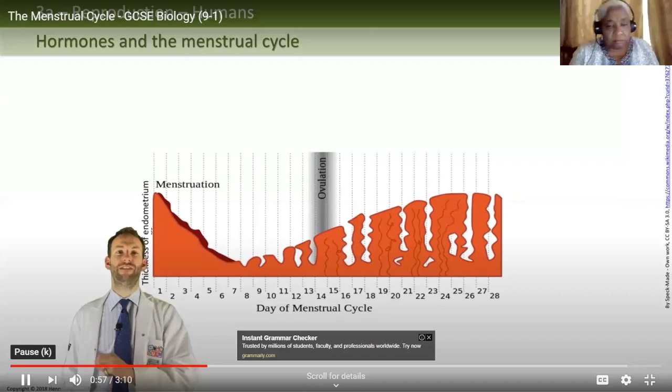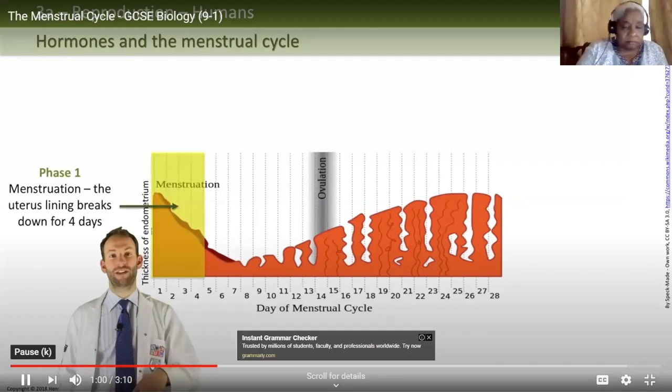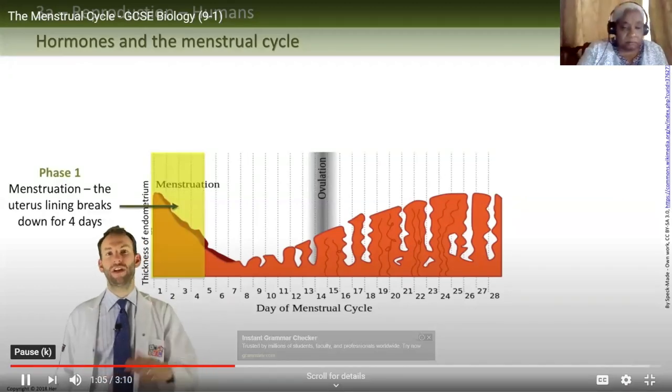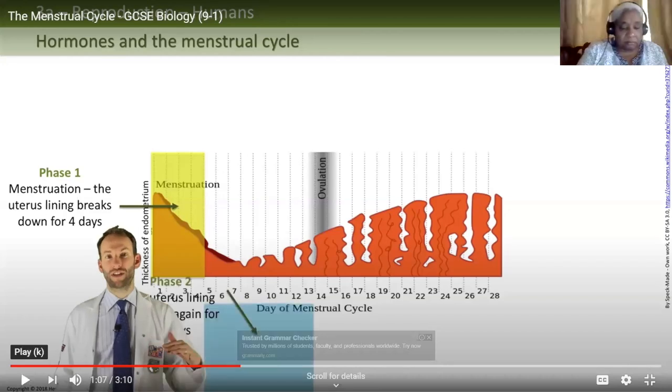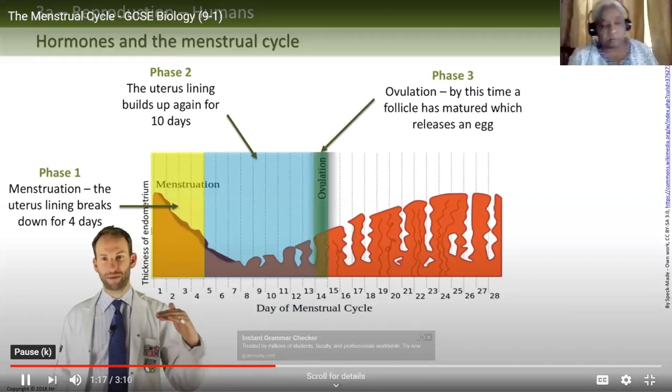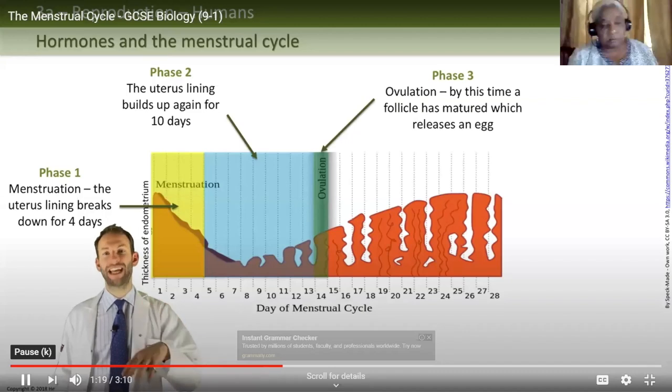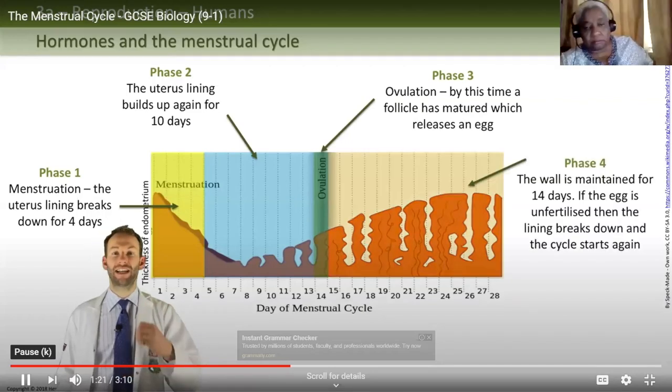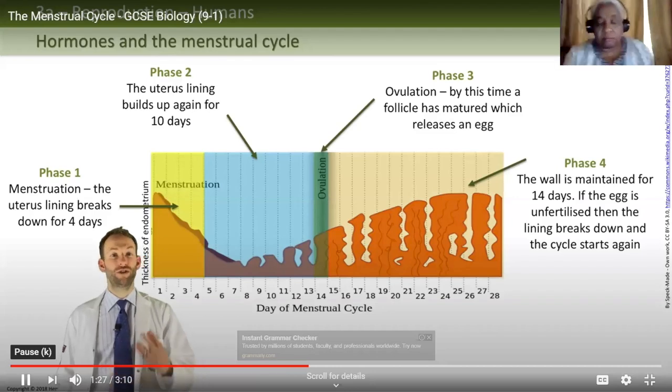Phase 1 is the menstruation phase, when you actually have the bleeding. This lasts for about 4 days as the uterus lining breaks down. Then phase 2 is the uterus lining starting to build up again, builds up and up for about 10 days. Then phase 3, ovulation, an egg is released. And then phase 4 is about keeping that uterus lining in perfect condition, maintained, in case that egg is fertilized and implants in the uterus lining. It's controlled by 4 hormones.